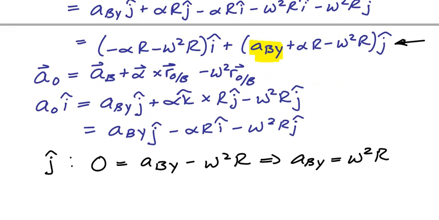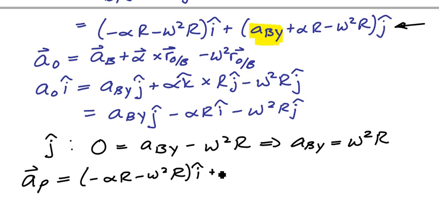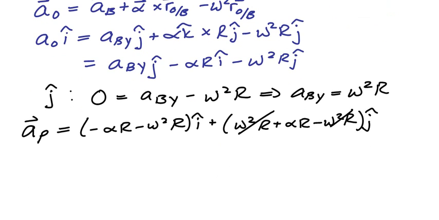So if I rewrite that down here at the bottom to get our final result, we'll have the acceleration of point P will equal quantity minus alpha R minus omega squared R all in the i direction, plus quantity omega squared R plus alpha R minus omega squared R in the j. And if we look carefully there, we'll note that two terms actually cancel out. And so we'll end up with the net result that the acceleration of point P is equal to minus quantity alpha R minus omega squared R all in the i plus alpha R in the j.